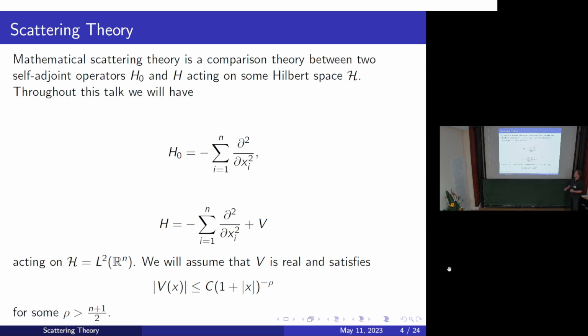Throughout this talk, my H0, the simple operator, will be the Laplacian acting on L2 of R^n, and my perturbed operator will be the Laplacian plus some function v. I need to assume that the function v is real, and it has to satisfy some kind of decay condition for all of my theorems to work. I want the absolute value of v of x to decay like 1 plus the norm of x to the power of minus rho, for some rho bigger than (n+1)/2, where n is the dimension. This is actually not enough for some of my theorems, so later on I will point out where you need more decay for some of my results.